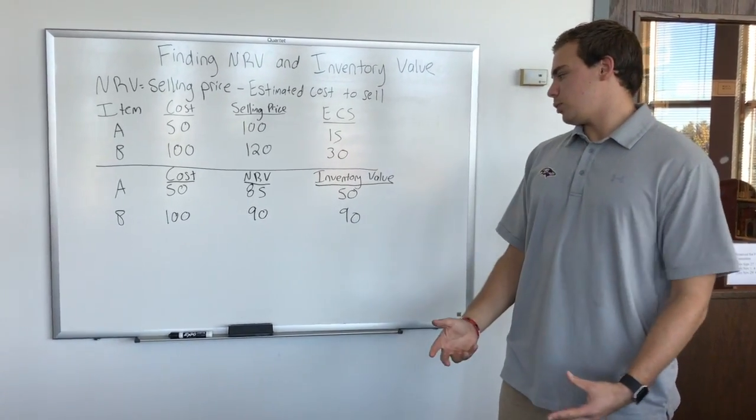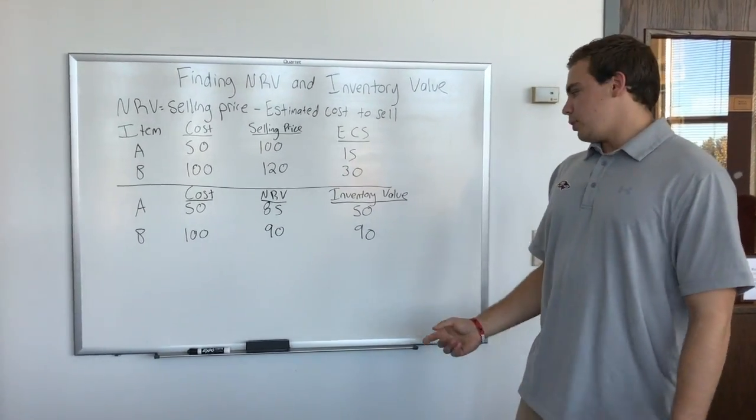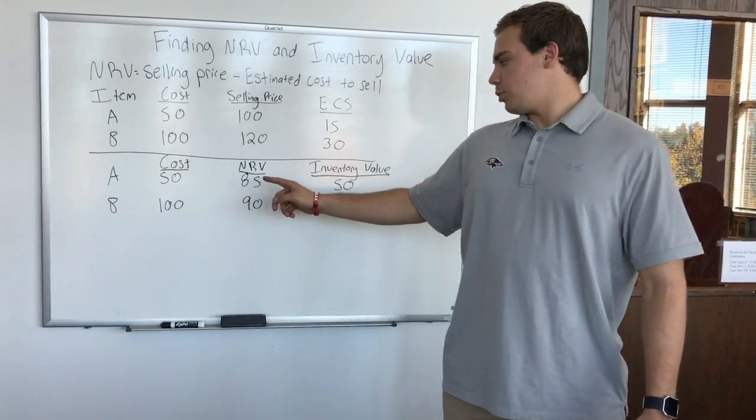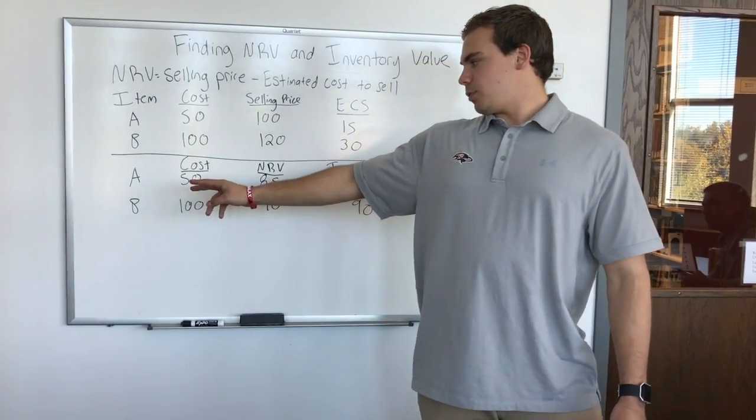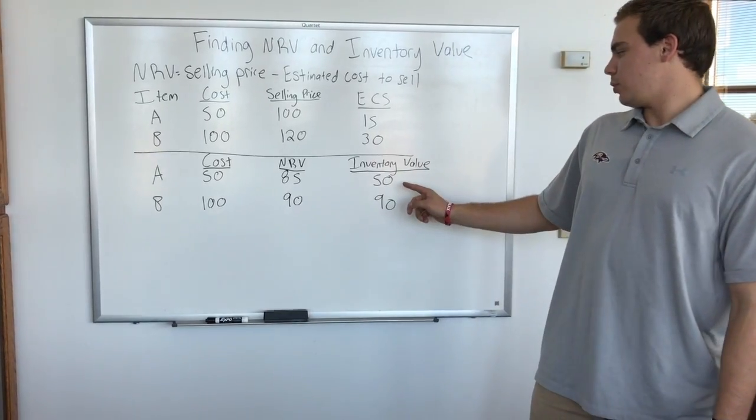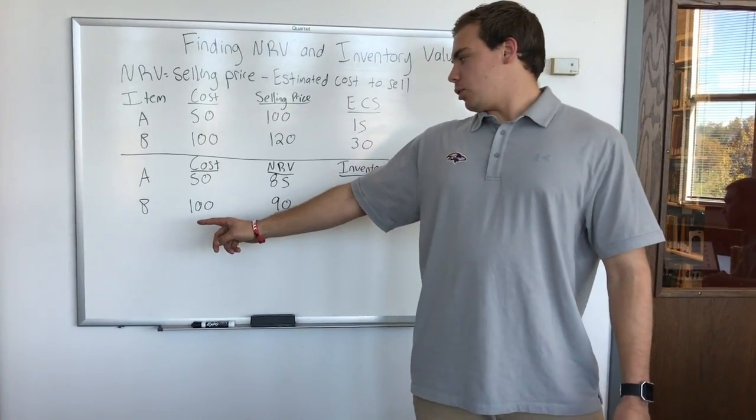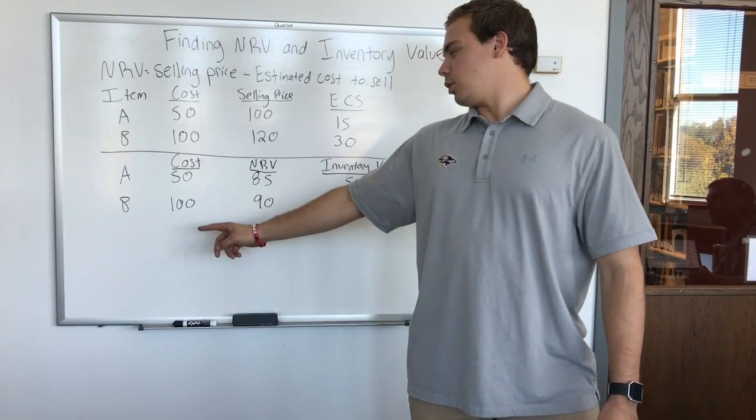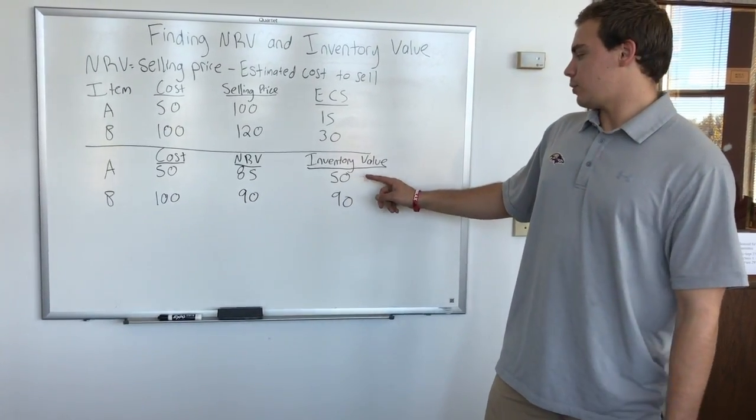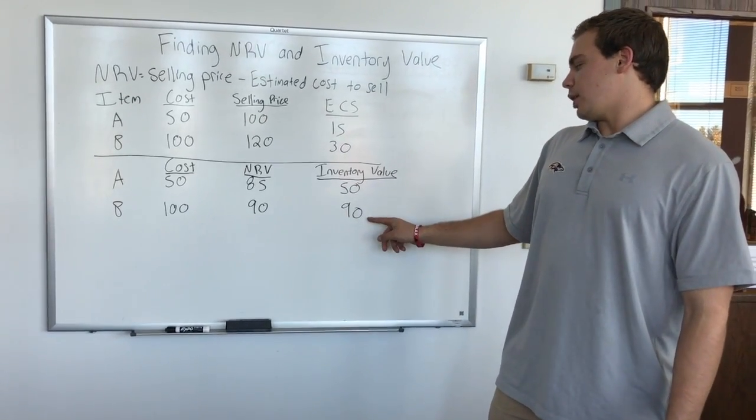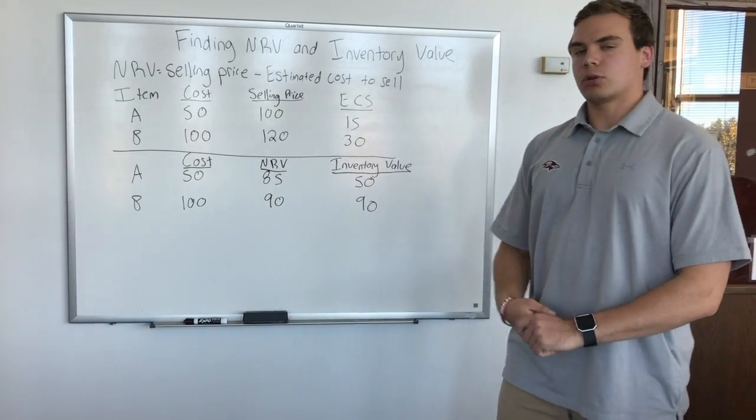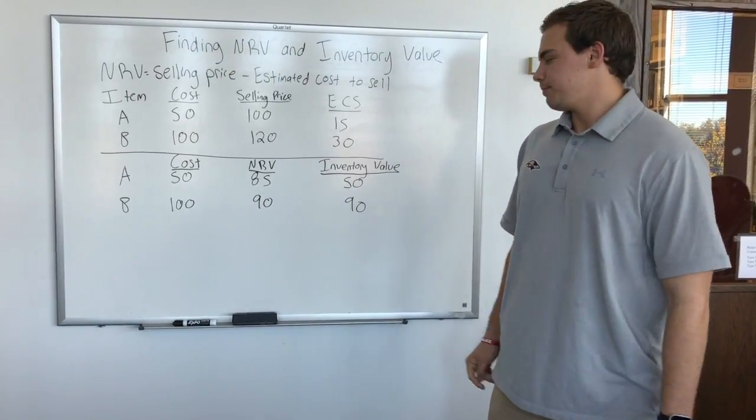So how do you find the inventory value? To find the inventory value, you have to figure out the lower number of the cost or the NRV. For item A, the lower number is the cost, so inventory value is 50. And for item B, the lower number is the NRV, which is 90. Therefore for item B, the inventory value is 90, and this has to do with what we talked about before, having to do with the lower of cost or NRV at which inventory is reported.